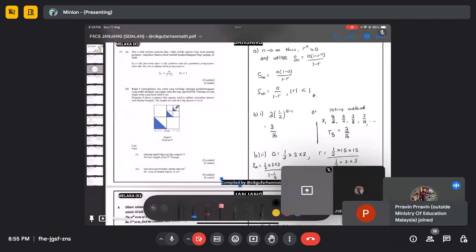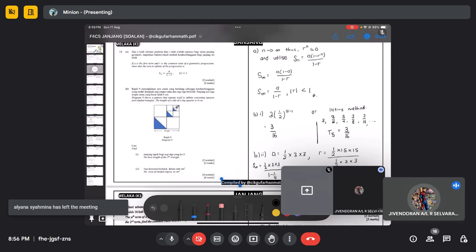So you just sub the A, because S infinity is equal to A over 1 minus R. You already found the A on top, and you also found the R, which is 1 over 2 times 1.5 times 1.5 divided by 1 over 2 times 1 times 3 times 3. That is dividing term 2 over term 1. Then you just sub all the information in the formula and you'll get 6 cm squared. Okay, make sure to write the unit, if not they will cut the marks.